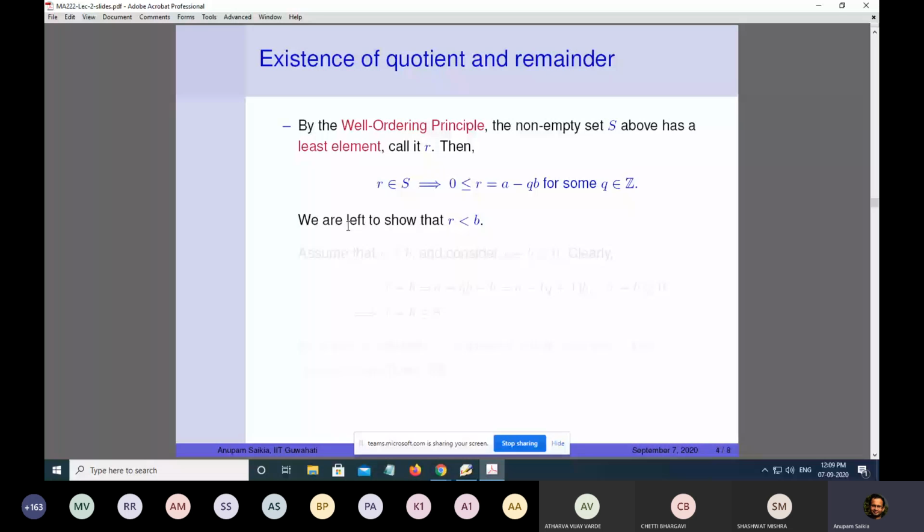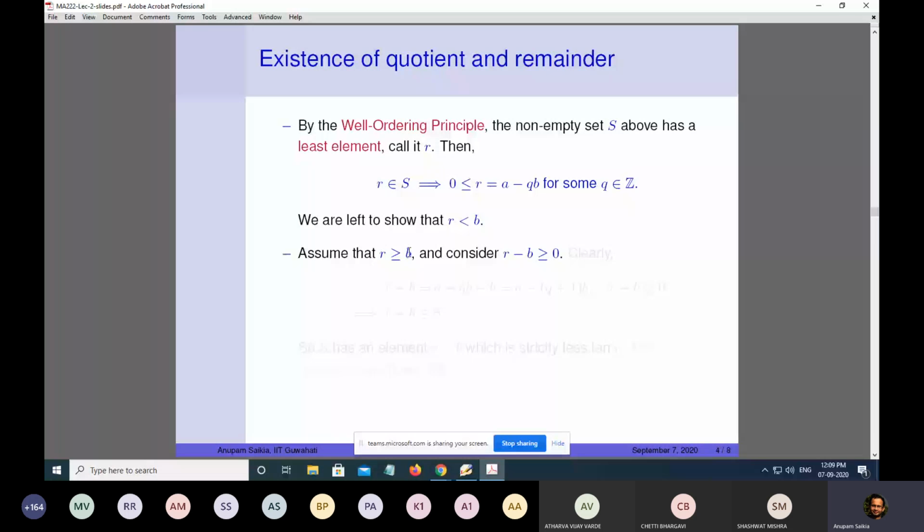Okay, so let's show this. Suppose R were bigger than B. Okay, if possible, let it be bigger than B. Then we'll show a contradiction. It's clear that since we are picking it as the least element, we'll contradict the minimality of R in this situation.